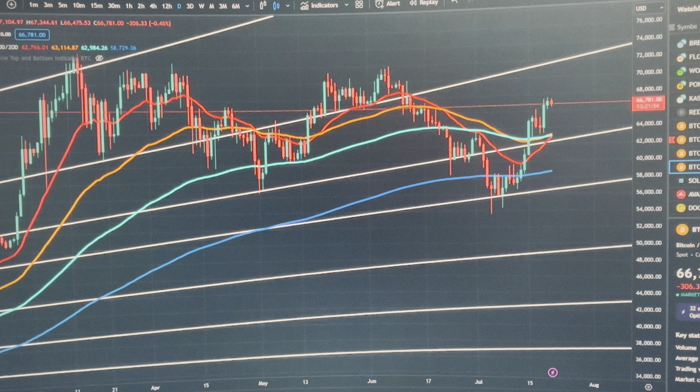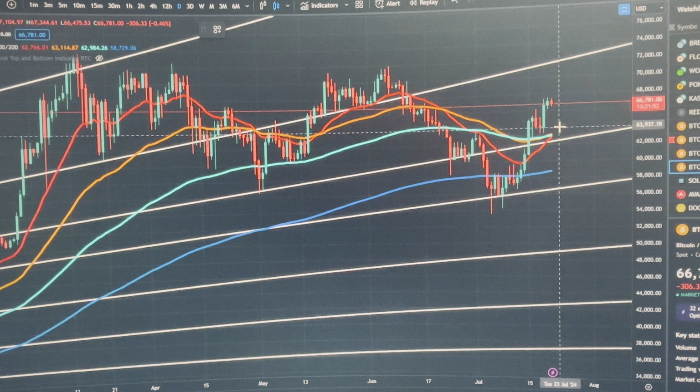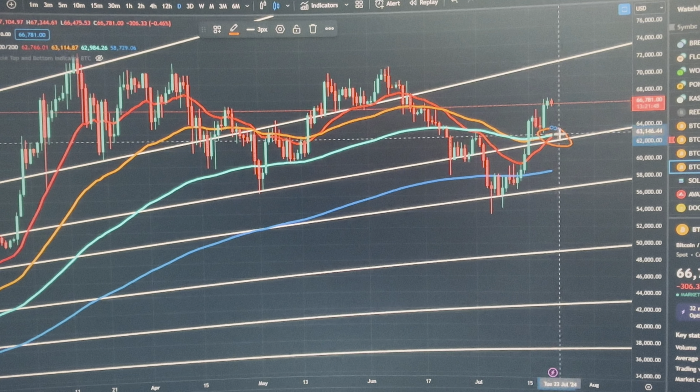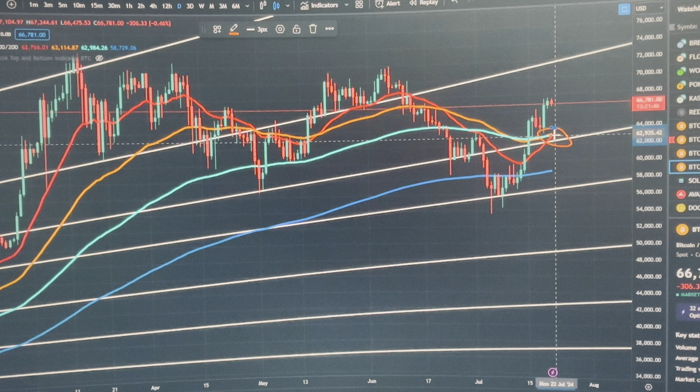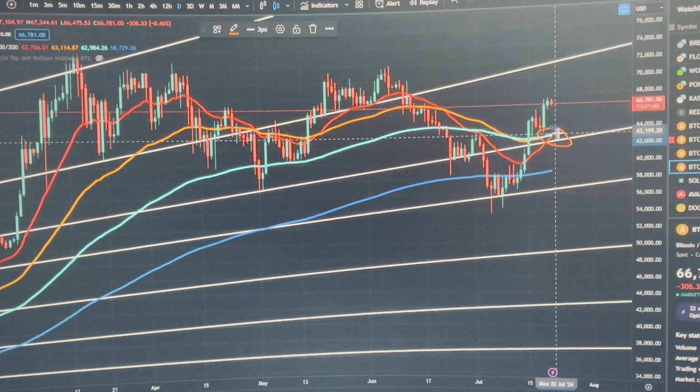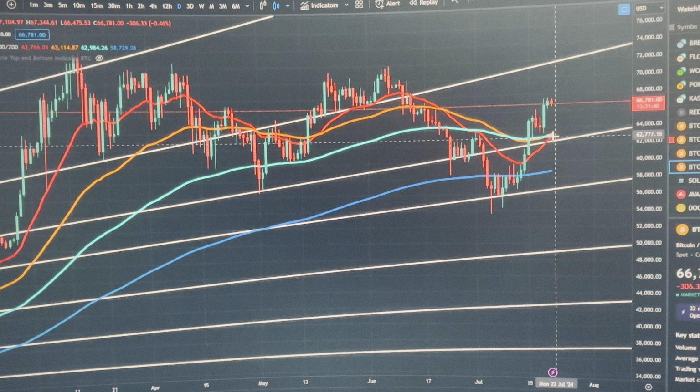Look at this zone of the daily. We've not even tested that. I'm not saying that we have to test it, but I think we are having a retrace around this region, because look where we're all intersecting here.